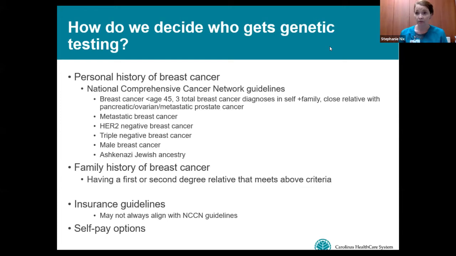But of course, I don't want anybody to discount any family history of cancer. If they have a concern, they should talk to us about what that risk might be.